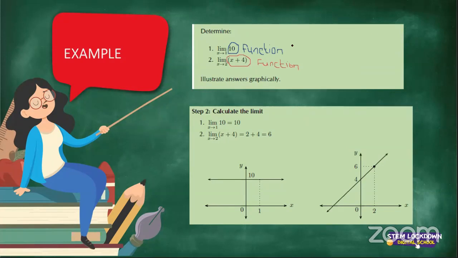So in this case, our function, let's call it f of x equals 10, which is a straight line. And then in the second case, let's call this function g of x equals x plus 4. So what you will notice is when you draw the function f of x equal to 10, this is the function, and our g of x, which is x plus 4, this is our function.